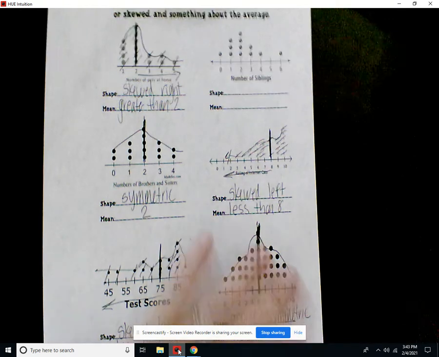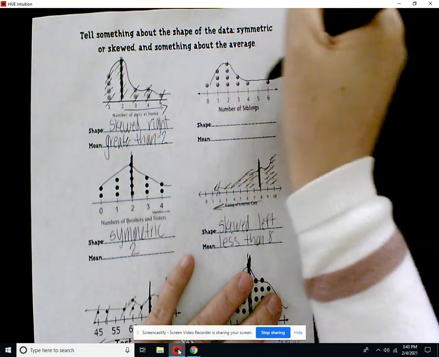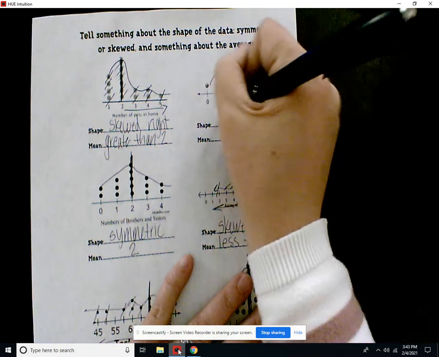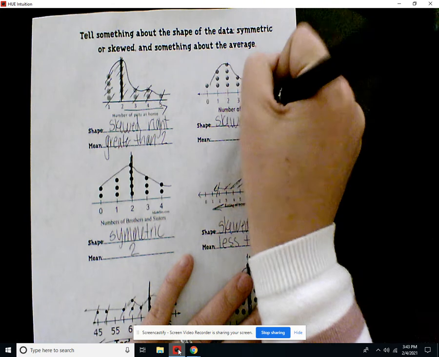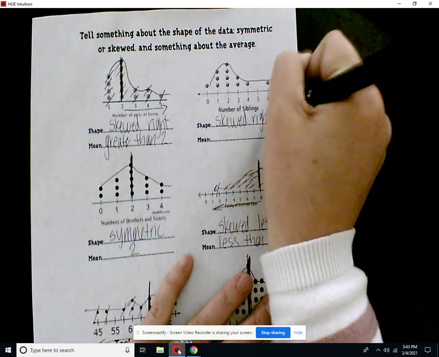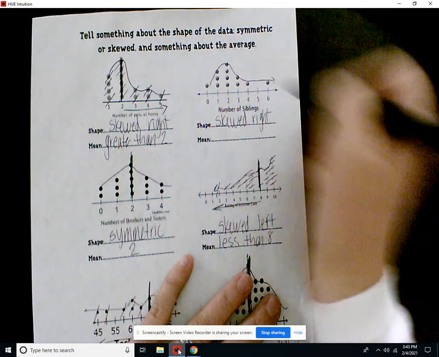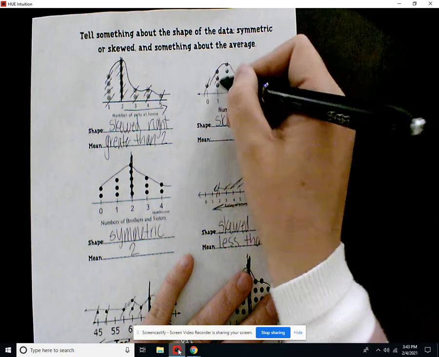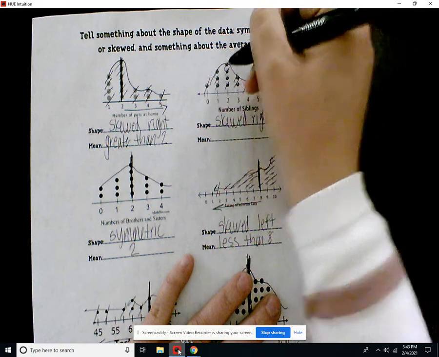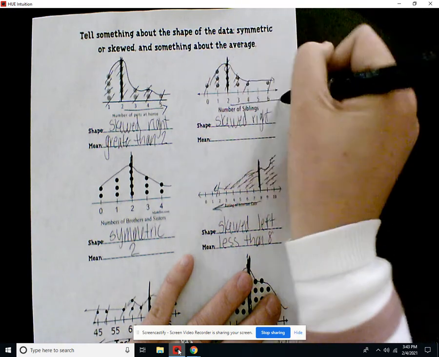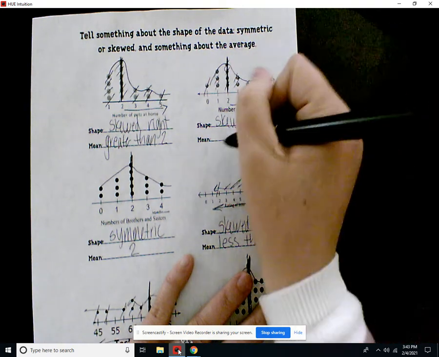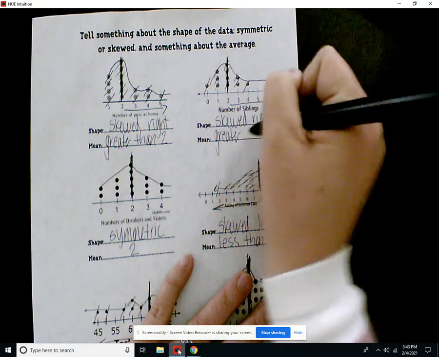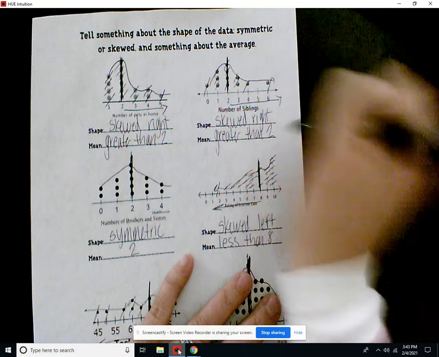Okay, so last one, we'll connect our dots. It's not symmetric, but it is skewed because we have a tail. It's going to go to the right, so we have skewed right. And then again, we'll find our median. We're going to mark off our dots, and we're at 2. The tail goes to the right, so all the numbers to the right are greater. So we get greater than 2.